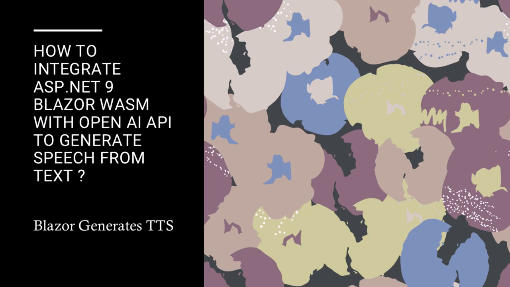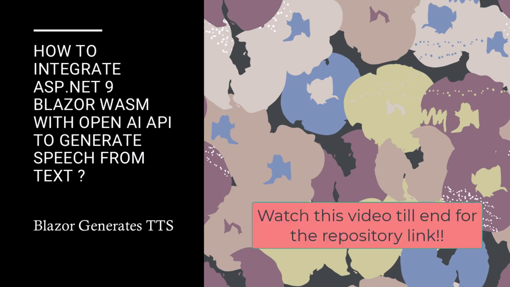Today we are extending our Blazor AI powered application by adding text-to-speech functionality using OpenAI's API. If you have been following along, we have already got prompt-to-text and prompt-to-image working in our OpenAI Blazor app solution. Now let's bring AI-generated speech into the mix.